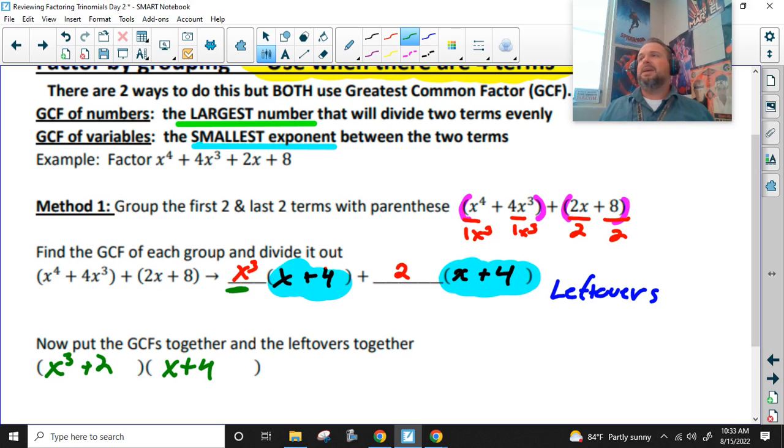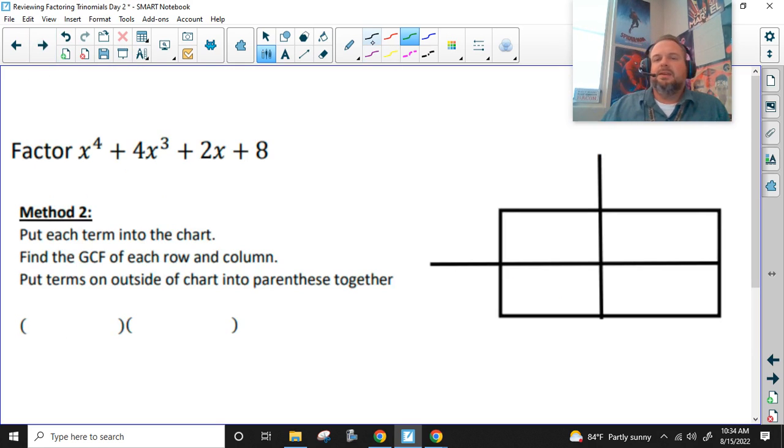Now, the other method I kind of like because for me, it organizes it. As you can tell, we're in week 3. It already looks like my filing cabinets have exploded over here. So the other method is the same problem, but we're going to do it with the box method. What we do is we make this grid. Somebody was so nice and made it for you. You put each term in a box.